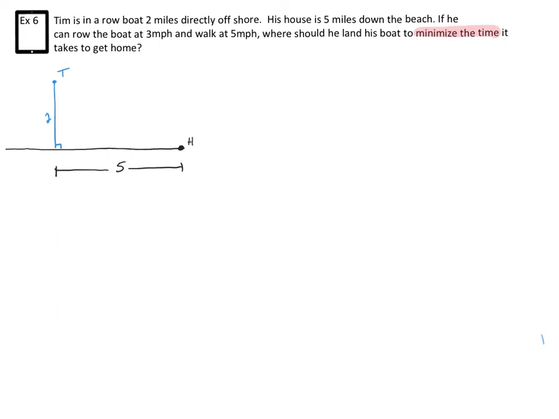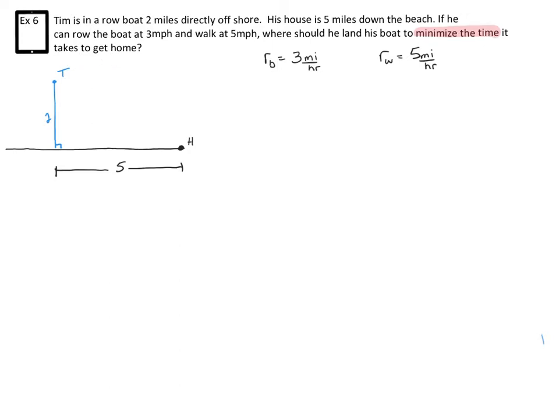So we know that he can row the boat at 3 miles an hour and walk at 5 miles an hour. So I'm going to write down that the rate that he can row the boat is 3 miles per hour, and the rate that he can walk is 5 miles per hour. And so what we have to determine is we want to minimize the time it takes to get home.